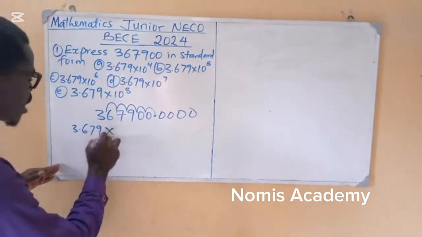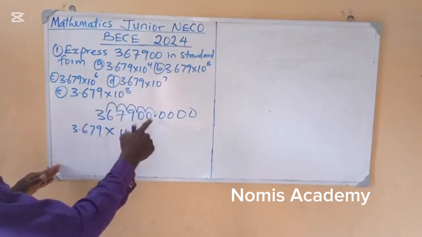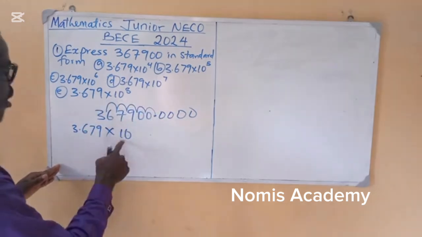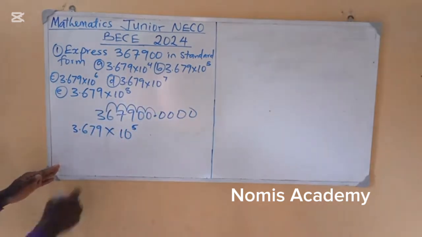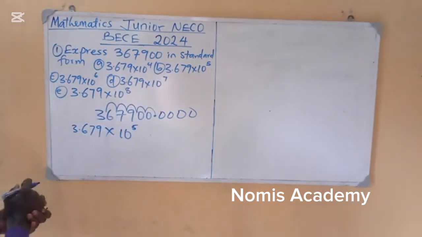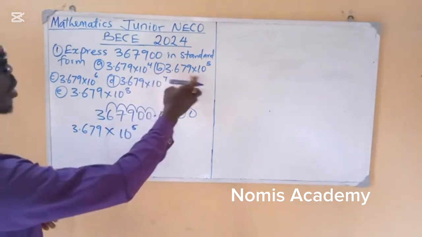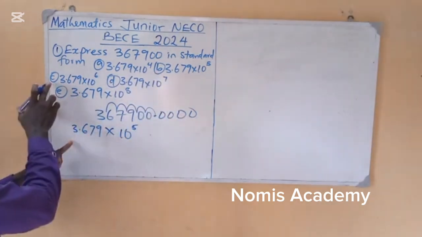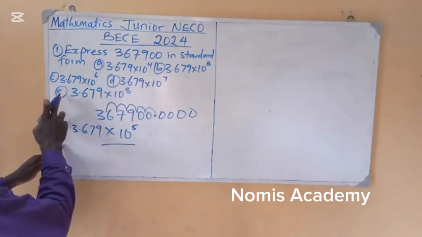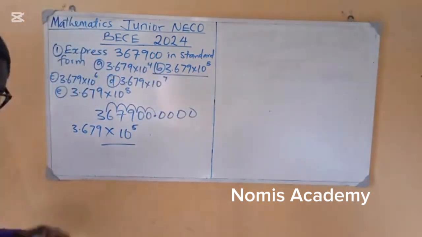So now we have times 10 as a standard form. How many times did we move the decimal point? Let's count it: 1, 2, 3, 4, 5. So that will be 10 raised to the power of 5. Let's check for the option that is correct. Option A is not this. Option B is exactly this. Option C is different from this. Option D is different from this. Option E is different from this. So option B is the correct answer.